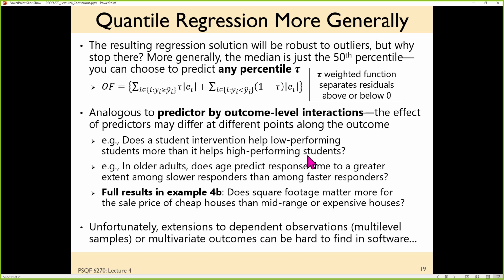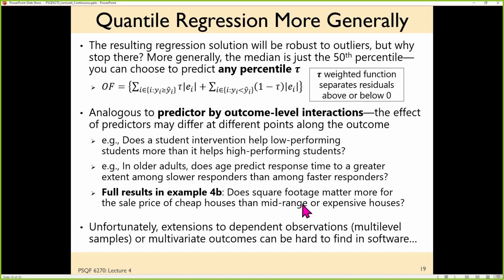An example that I had done previously, but not in this class, is looking at cognitive aging and measuring response time in older adults. Answering the question, does age predict response time to a greater extent amongst the slower responders than amongst the faster responders? And the example that I did build for you is about house prices.